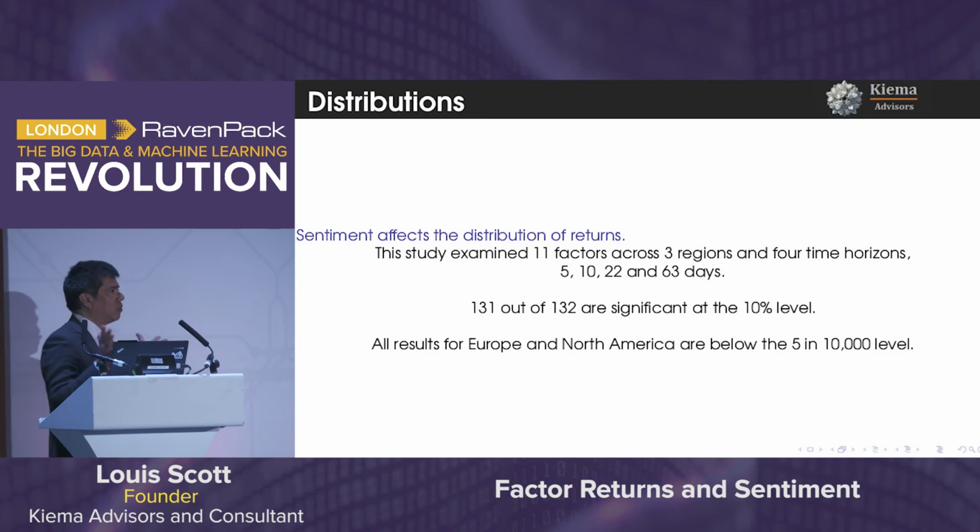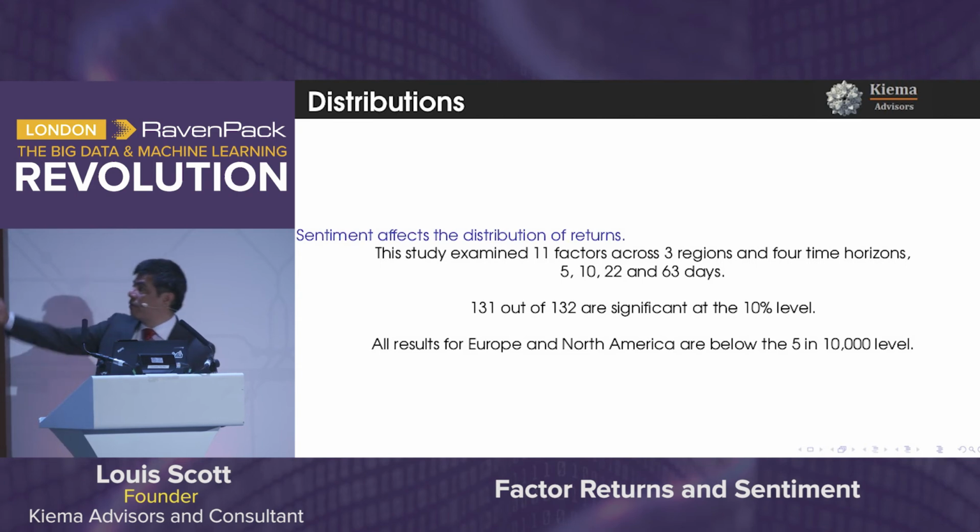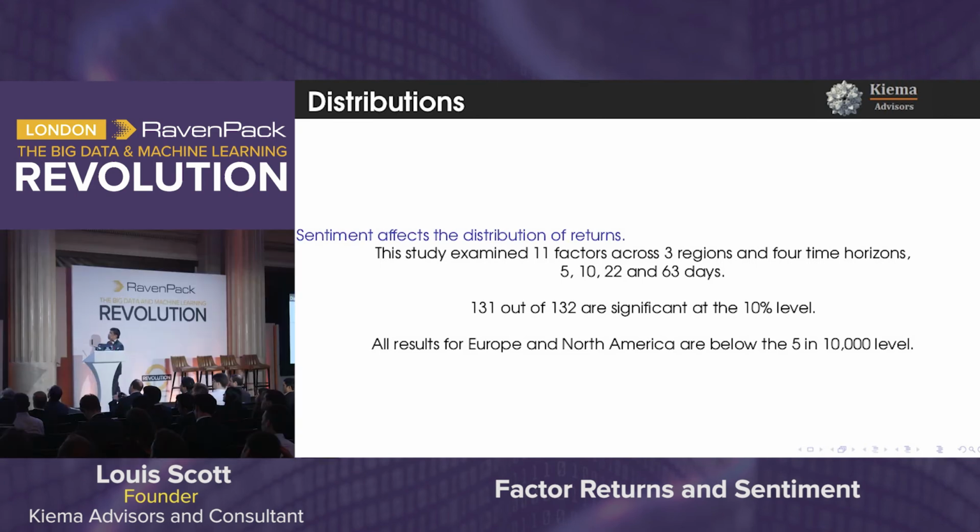So now on to factor returns for the first time. What I do then is something very simple. I take the time series of factor returns by factors, and I have 4 time horizons that I look at. I look at 5, 10, 22, and 63-day horizons across 3 regions. So when I combine all that up, I get 132 different cuts of the data. Then I segment all of the return days into negative sentiment regime periods and the returns that came out of positive sentiment periods, okay?